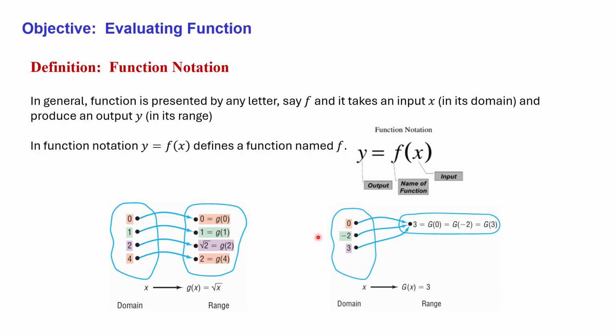Then the second function is given as capital G of x is equal to 3. So the inputs here are 0, -2, and +3. We can see here that if we put 0, -2, and 3 in the given function G, the output is only one, which is always 3. So there are 3 inputs and the output is always the same, which is equal to 3. There's only one output. So G of 0 is 3, G of -2 is also 3, and G of 3 is also 3.